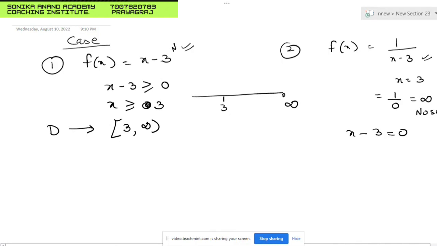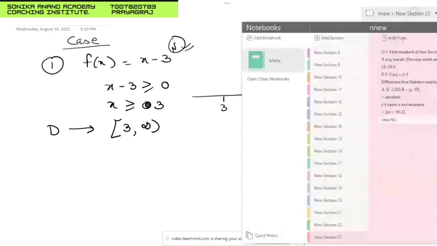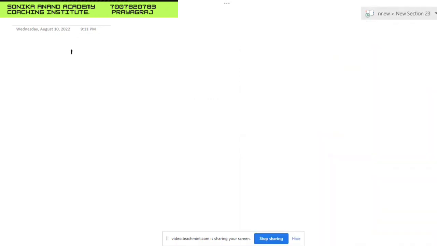The earlier one was in the numerator. Here it is in the denominator, so the value of x cannot be equal to 3. So what is the domain? We write it like this: all the real numbers except the element 3. That means we can take any number, but we don't take x equal to 3. Otherwise, we can't get the solution. Clear? In this way, we find the domain.